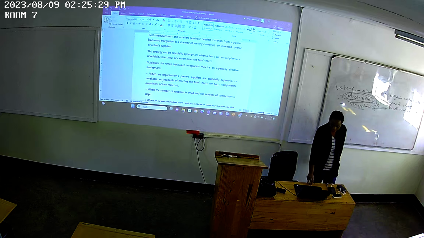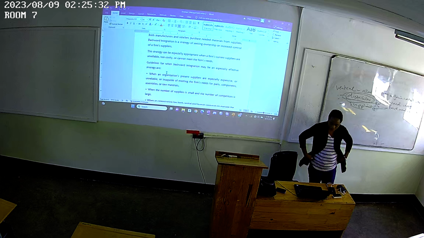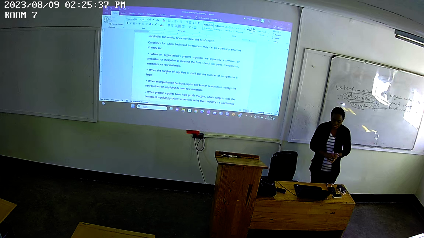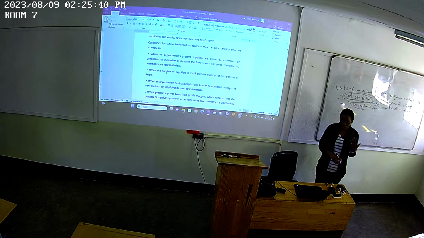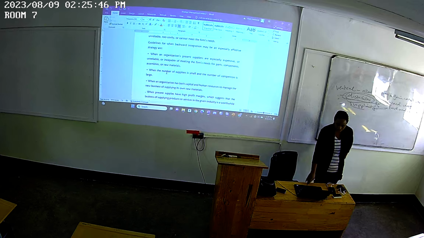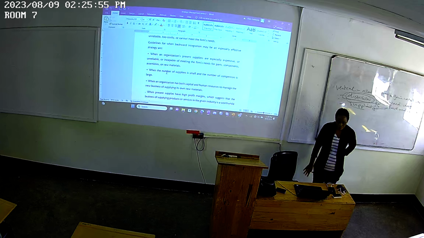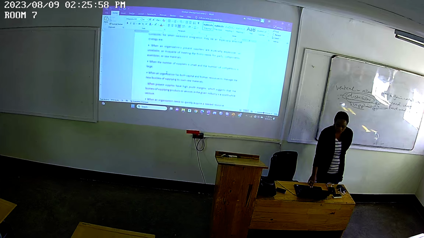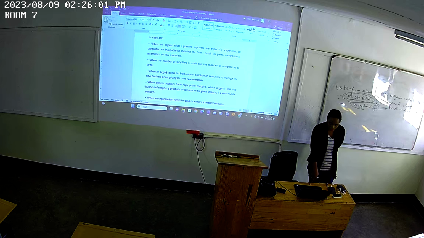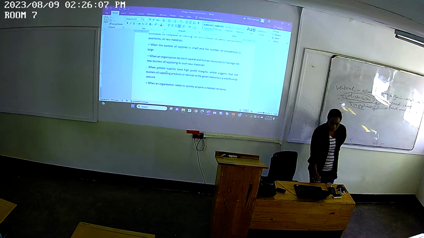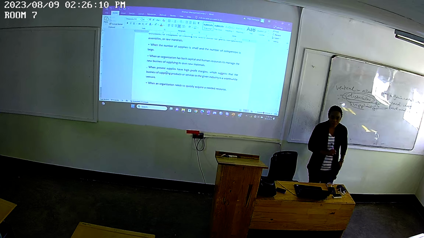Yeah, so the guidelines for when backward integration may be effective include when an organization's present suppliers are especially expensive. So if the suppliers are expensive or unreliable, you can decide to do backward integration. Or when the number of suppliers is small and the number of competitors is large. So suppliers are not cheap, but competitors are many. Or when an organization has both capital and human resources to manage a new business and supply its own raw material. For example, they have enough human resources.